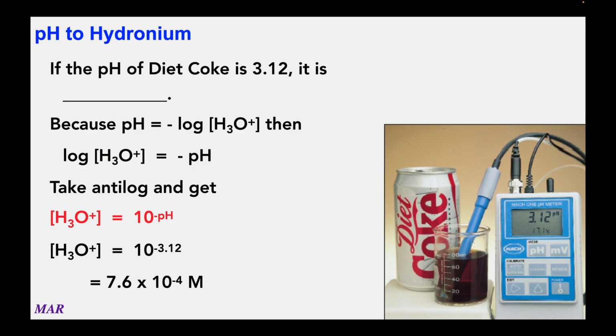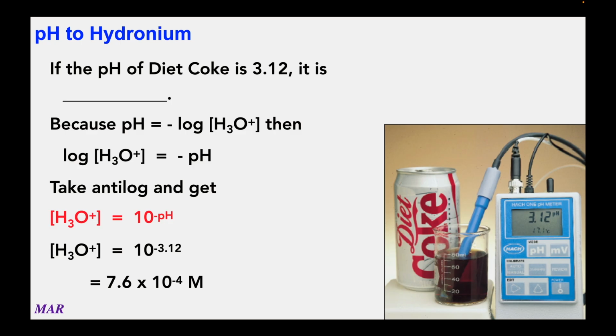Now, the anti-log for base 10 is just 10 to the x. So 10 to the power of log H3O plus is just H3O plus. On the other side, whatever you do to one side, you have to do to the other side. So 10 to the minus pH is where the 10 to the minus 3.12 came from. This comes out to be 7.6 times 10 to the minus 4 moles per liter of hydronium at that particular set of conditions.